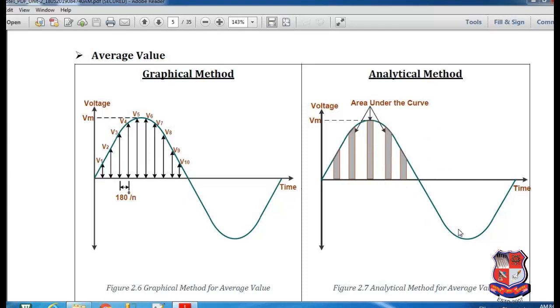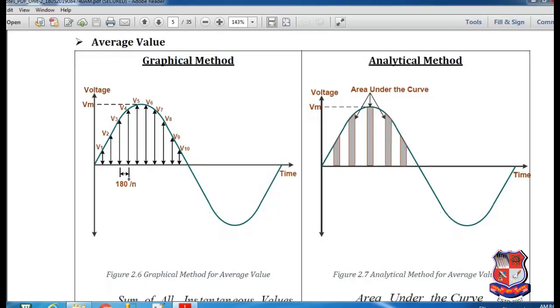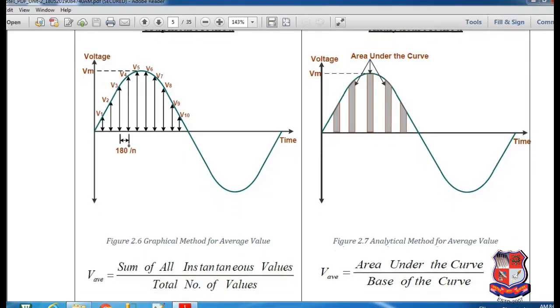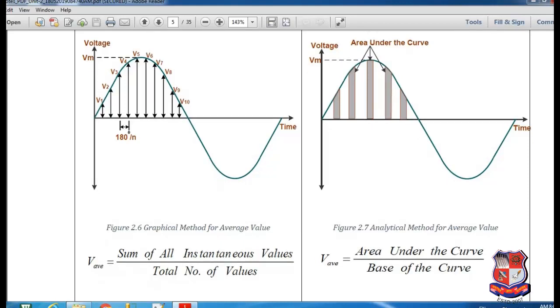So firstly we are going for the definition of the average value. The definition of the average value is the area under the curve divided by the base of the curve. Whenever we are going for the average value, we have to take half of the area only. The area under the curve should be indicated over here, and the base of the curve has to be considered from 0 to pi angle only.